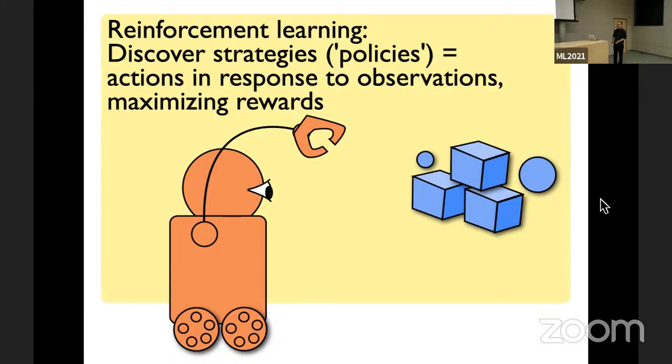And these strategies just mean having good actions in response to observations, and good actions in this case means actions that when you string them together in a long sequence of actions, they will maximize some reward. And the reward is the only input you give, because by setting the rewards, you define the task, you define the challenge that this agent, as we call it, has to solve.